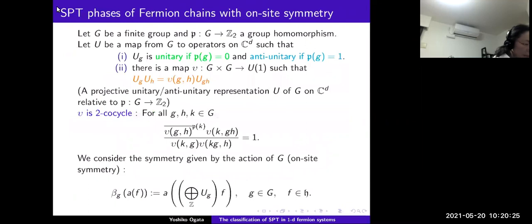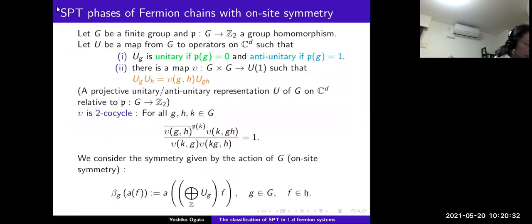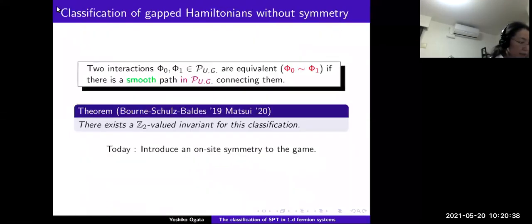So let me first explain what kind of symmetry I consider. Probably you know, but I explain. Yes. Can I ask a question about the previous slide? Is it now that this Z2 valued invariant is complete? I don't think so. Thank you. Yeah.